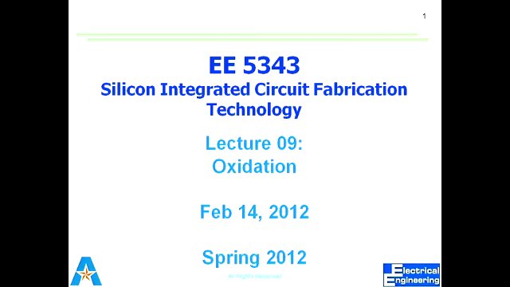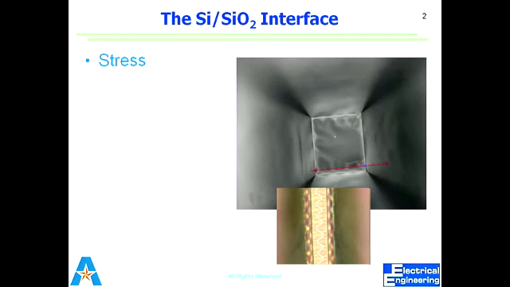So last time we discussed oxidation, how we grow oxide on the silicon surface, what different parameters affect the oxidation rate, and how we can change the rate of oxidation. So today we are continuing with oxidation. We'll be discussing the stress in the oxidation.